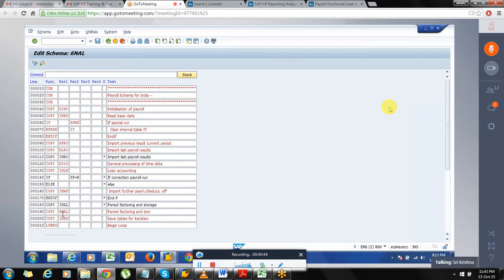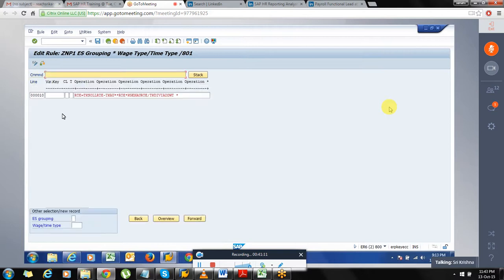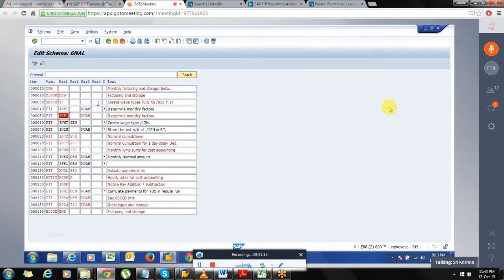Within the subschema, I copied a standard factoring PCR. And if you see here, there is a /8 series, and I changed the number to 10. So I want to generate /8 series wage types with the number 10, so a total of 10 wage types I will get as input. And the /810 wage type which is there, I am going to use to cover this scenario. Okay, so this is the PCR.